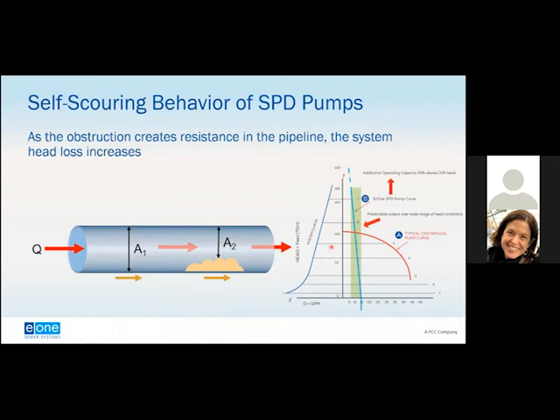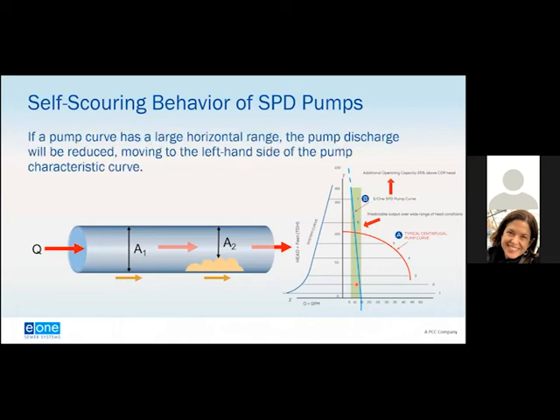When you have higher friction losses, you move up your system curve, and then you're going to move again, as I mentioned many times, on a centrifugal curve, you're going to move to the right or left, depending on what happens there. But with a semi-positive displacement pump, you're going to stay pretty stable. And what this does is eventually over time, if the pump curve has a large horizontal range, it's going to cause the system pressure to go up.